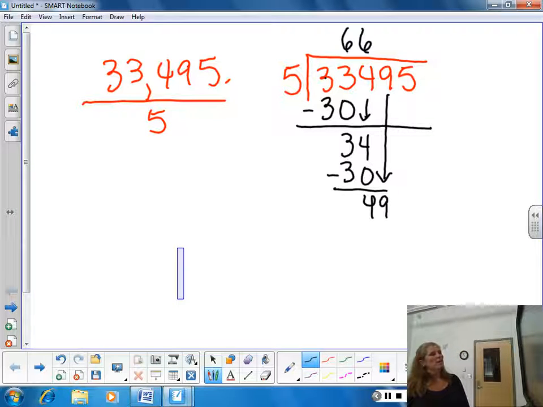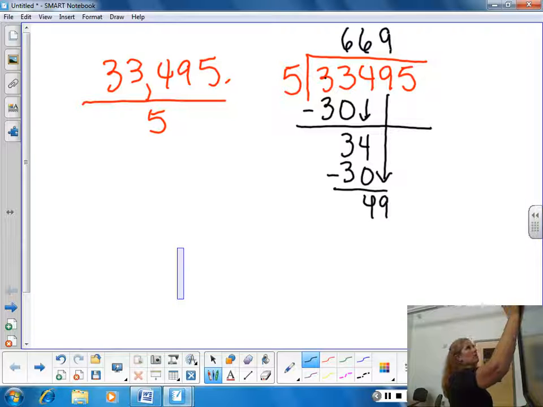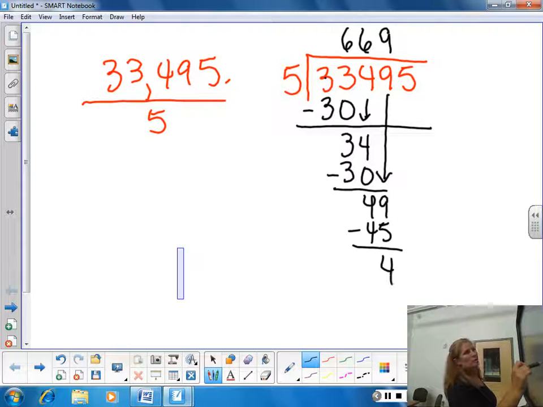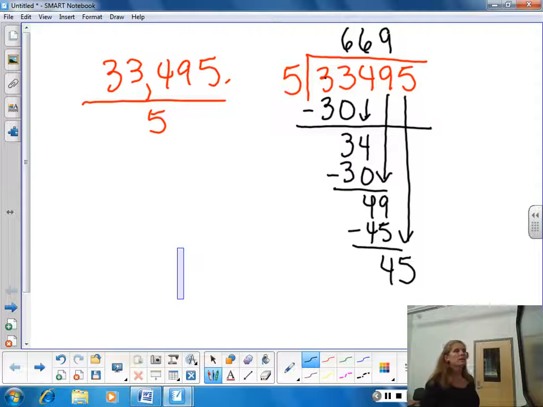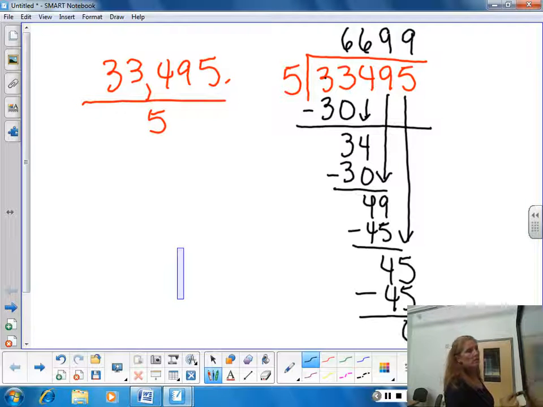What about 5 into 49? Well, 5 times 10 is 50. This is just less than that, so I think it's going to be 9. 9 times 5 is 45. 49 minus 45 is 4. And you bring down the next number. And 9 times 5 is 45, so this goes 9 again. 9 times 5 is 45. And we get 0, so we don't have any remainder, so we don't have to worry about a remainder.